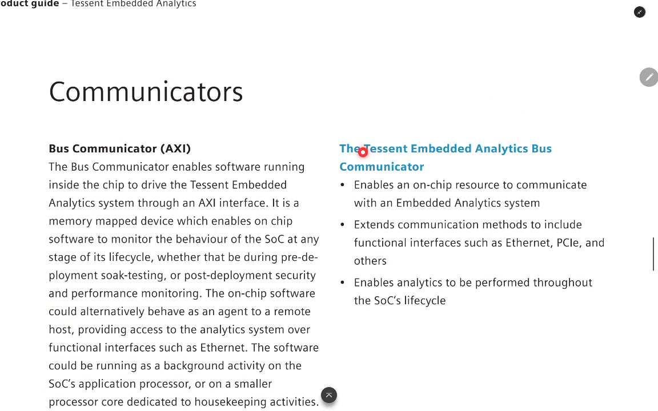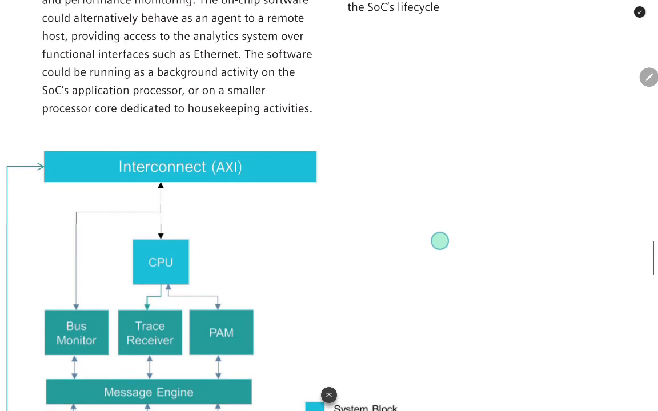The Tessent embedded analytics bus communicator enables on-chip resources to communicate with an embedded analytics system. It extends the communication method to include functional interfaces such as Ethernet, PCIe, and others, and enables analytics to be performed throughout the SoC's life cycle.